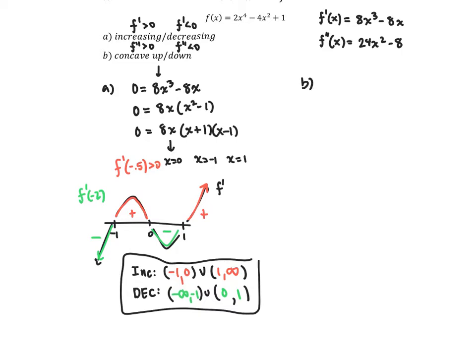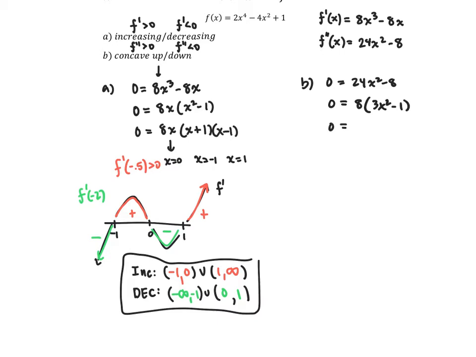The second derivative is 24x squared minus 8. I'm going to do the exact same process and find these critical values by setting the second derivative equal to 0. That means I will have, boy, what would that be? Let's factor out an 8. So I have 3x squared minus 1.